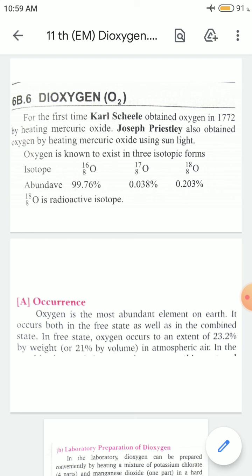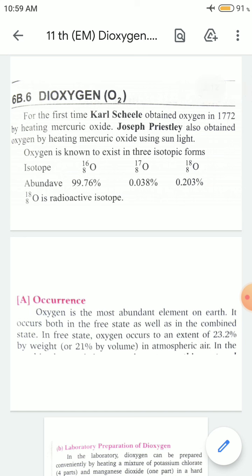Dioxygen was first obtained by Scheele in 1772 by heating mercuric oxide. Joseph Priestley also obtained oxygen by heating mercuric oxide using sunlight.